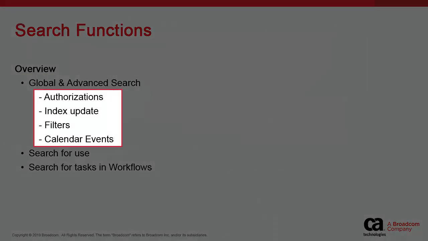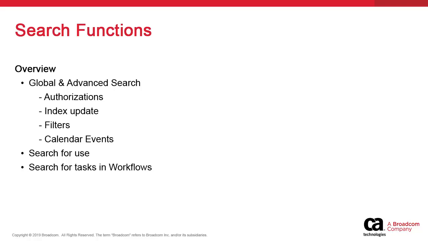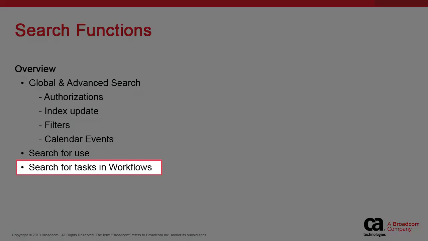We'll discuss authorizations and index updates, show filters, and how to search for calendar events. Search also includes a couple of important functions, namely the search for use utility and the workflow task search.